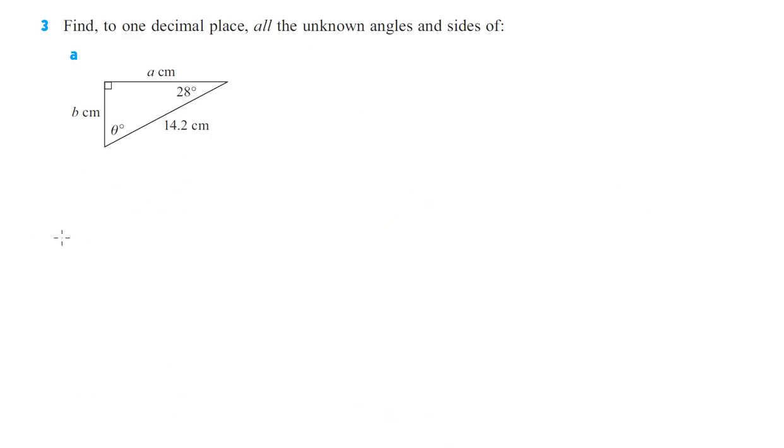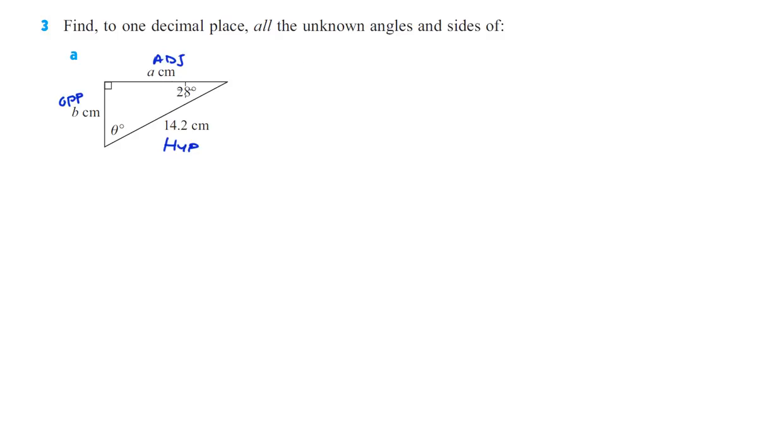Number 3, find in one decimal place all the unknown angles and sides of this here. So we want to figure out that other angle and then these other two sides here. So let's just, from this angle, because we know for sure that's 28, let's figure out what these are. This is the hypotenuse, this is the adjacent, and this is the opposite. Okay? So let's do this. Let's find the angle first.